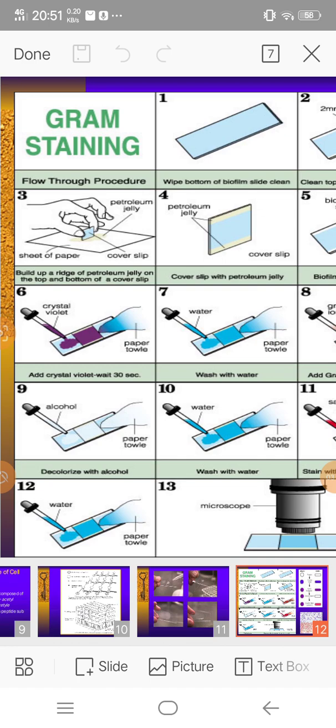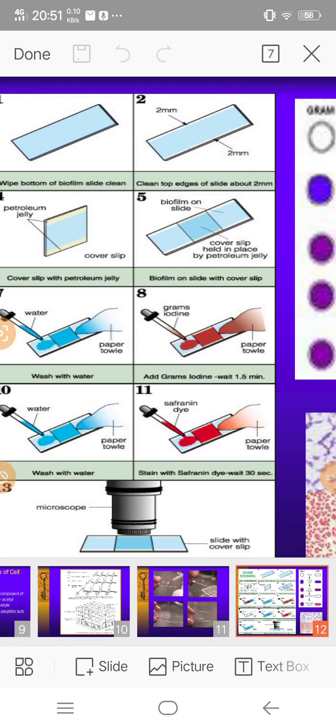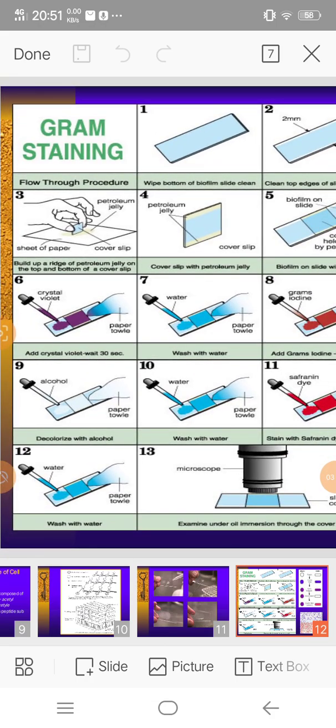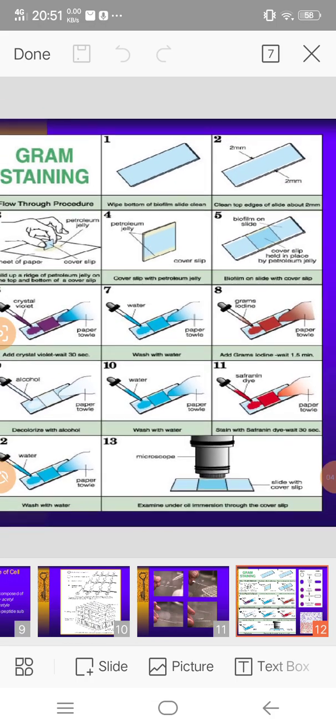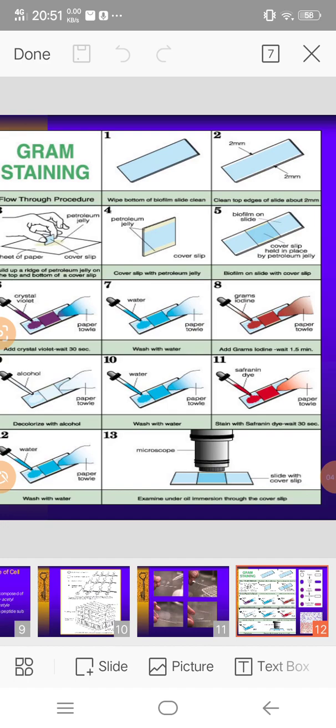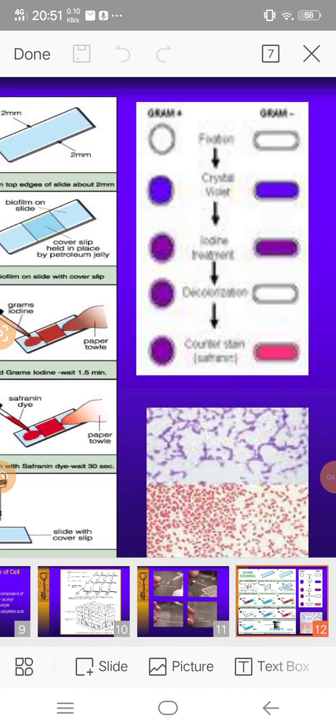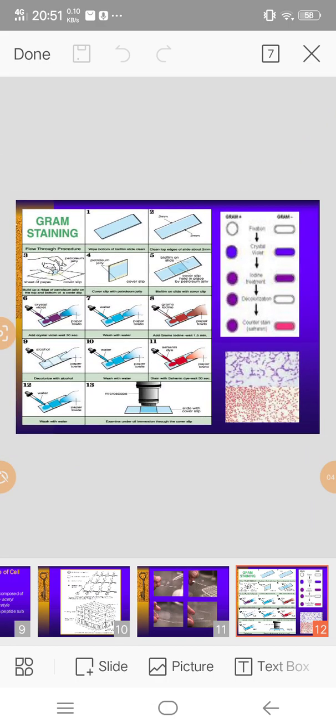Sixth, add crystal violet for about 30 seconds. After that, wash with water. Add gram iodine for 1 to 5 minutes. Decolorize with alcohol. Again wash with water. Add safranin, the counterstain, for 30 seconds. After that, wash with water and observe under 100x using oil immersion. The gram positive bacteria are purple in color and gram negative bacteria are pink in color.